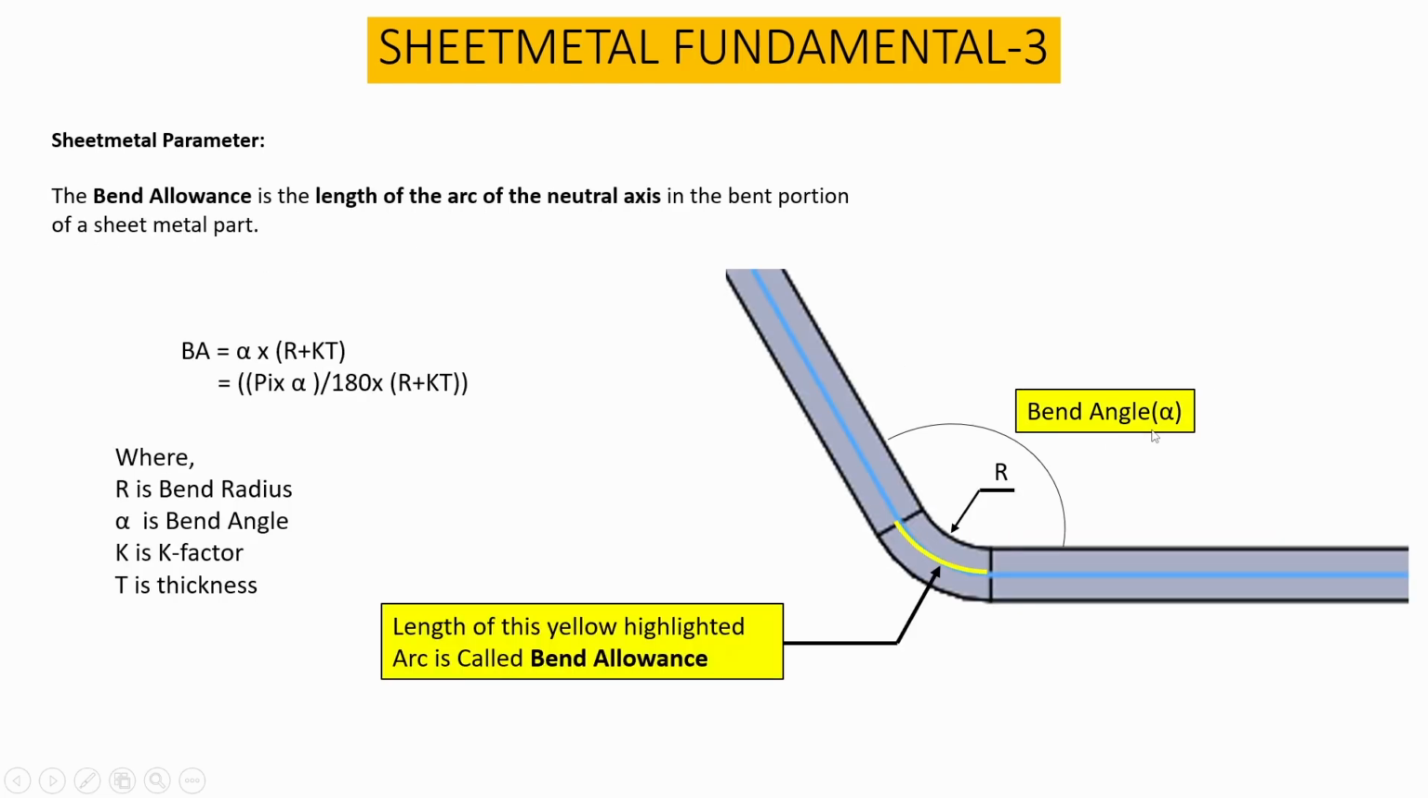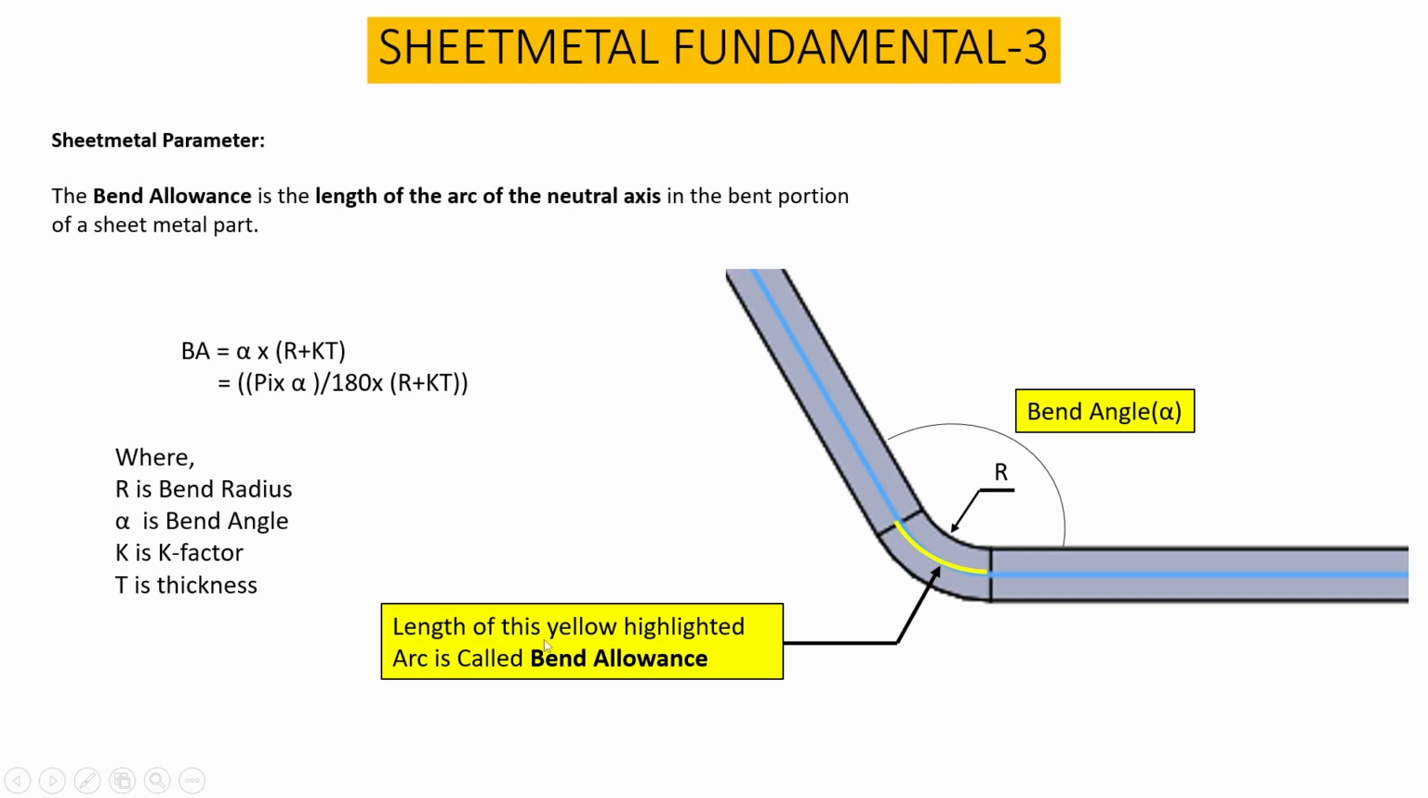and it is given by alpha. Now bend allowance is another common parameter used in the sheet metal flat length calculation, and it is the length of the arc of the neutral axis in the bent portion of a sheet metal part, and BA equals alpha multiplied by (R plus KT), equals pi into alpha divided by 180 into (R plus KT), where R is the inside radius of the bend and alpha is the bend angle and K is the K factor and T is the thickness of the material.